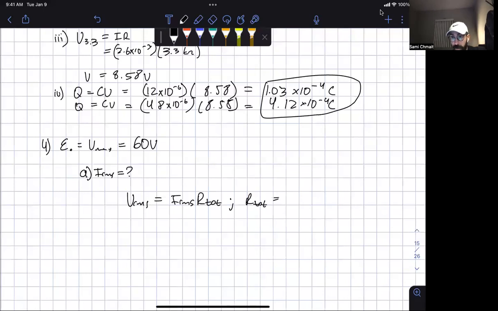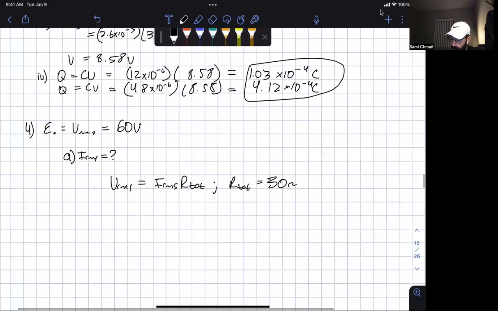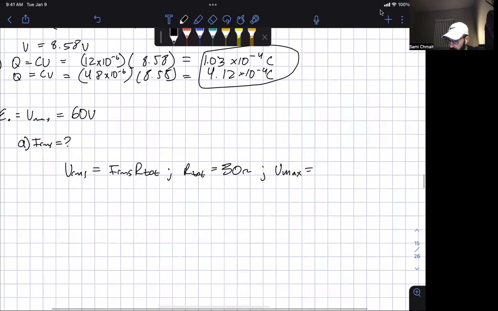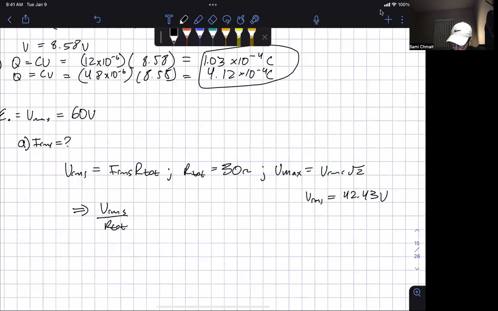So that is equal to 30 ohms. Okay. And we have to find V_RMS, but we don't really have anything about V_RMS, but we do remember one of our other equations, which is V max equals V_RMS root 2. So we have to divide both sides by root 2. 60 divided by root 2 is going to be equal to 42.43 volts. At this point, we have enough to solve for that I_RMS just by rearranging this equation. You'll see that we get an I_RMS equals 1.41 amps.